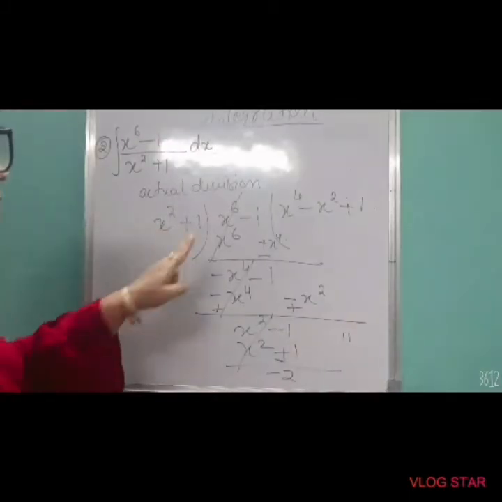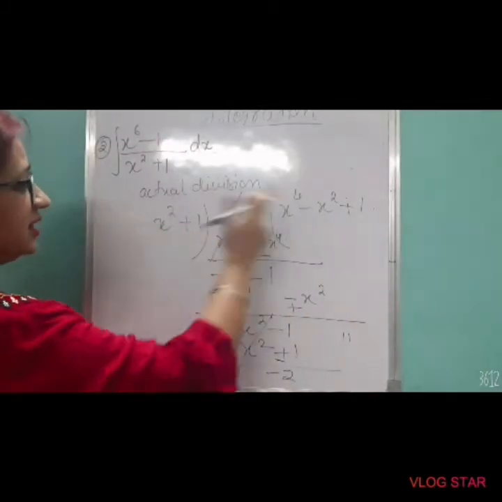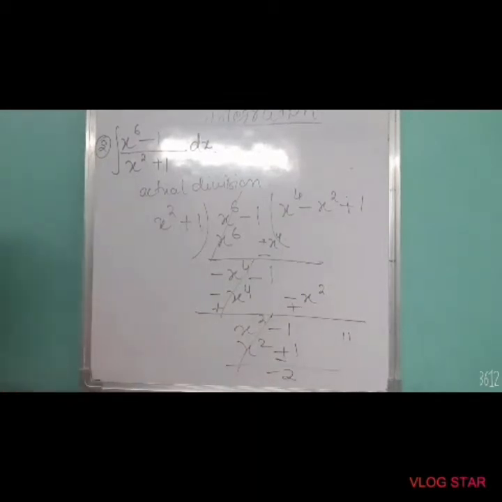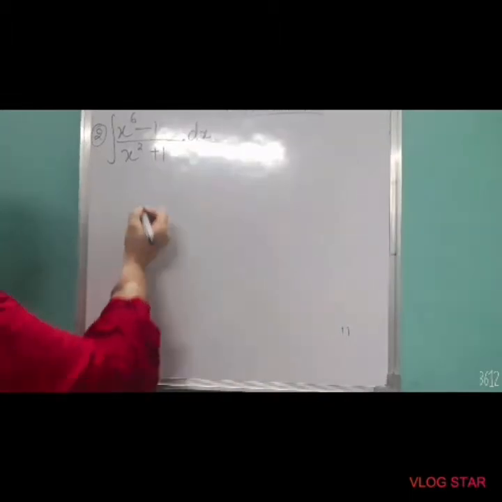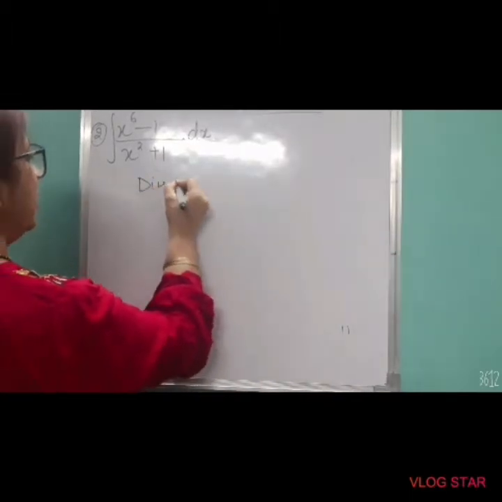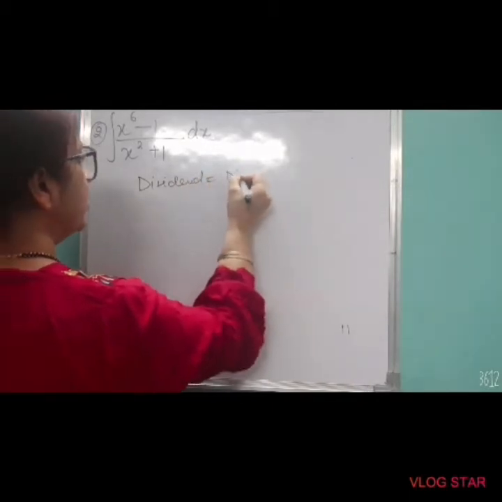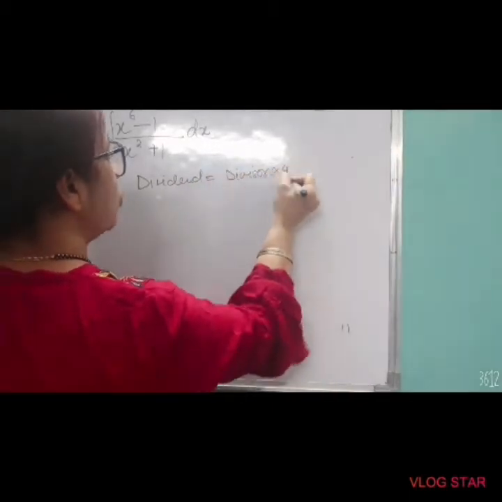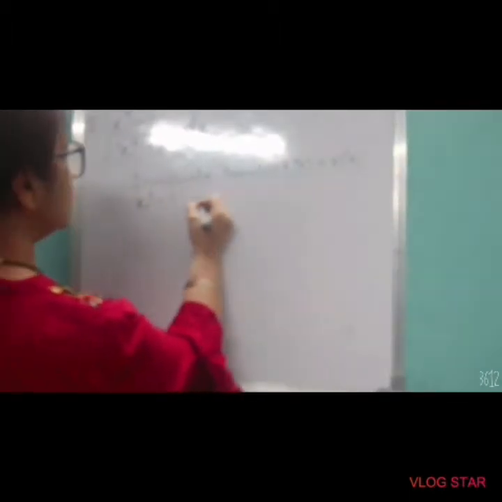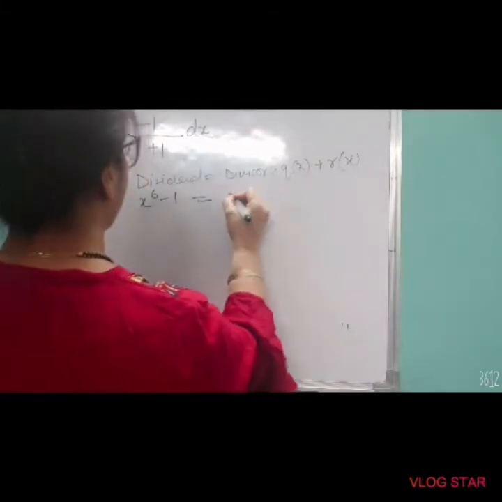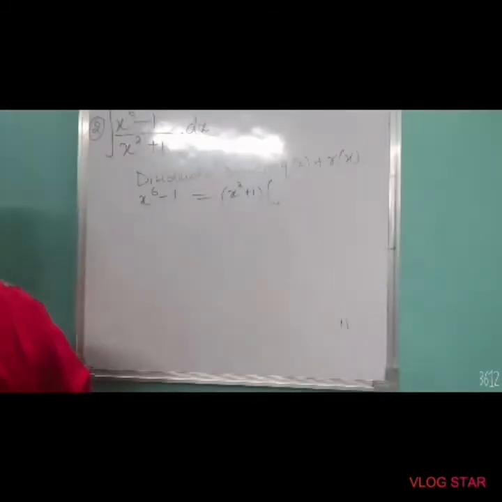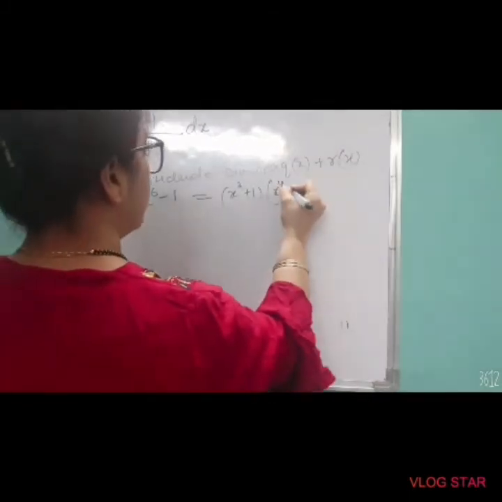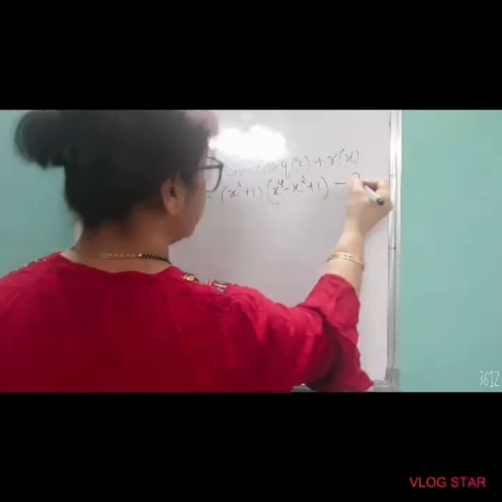Now what is this? This is your dividend, divisor, quotient and remainder. You know the property, so I will use that property to do the integration. Dividend is equal to divisor into quotient plus remainder. What is your dividend? x to the power 6 minus 1. What is your divisor? It becomes x square plus 1 into, what did you get as the quotient? The quotient is x to the power 4 minus x square plus 1 and the remainder is minus 2.